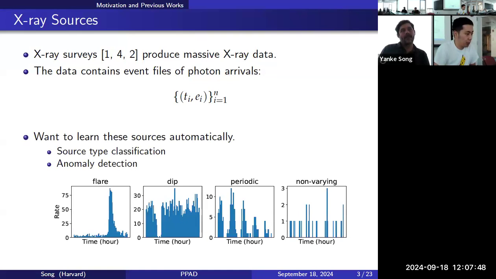To visualize what these event files might look like, here I'm making a histogram of the arrival times, ignoring the energy for now. We can see that there are different types of interesting event files here. Here is a flare, where there's a burst of photon intensity. Here's a dip, where there's a decrease of photon intensity. And this periodic source where there's rise and fall of intensity.